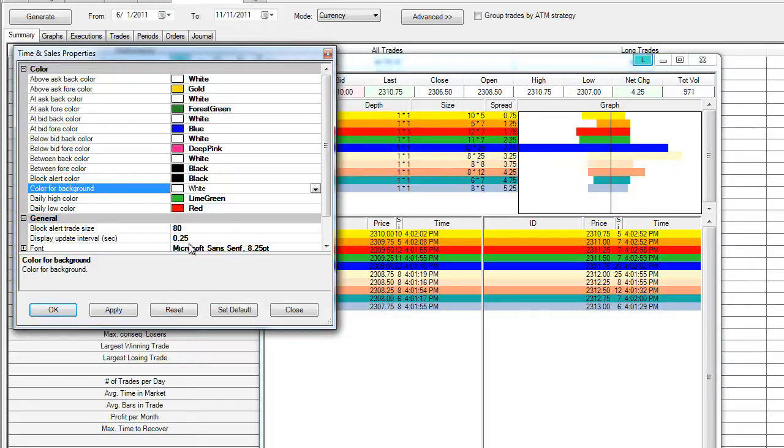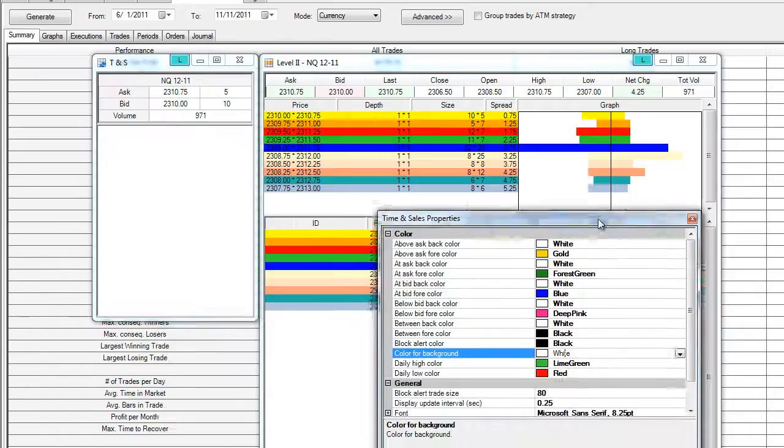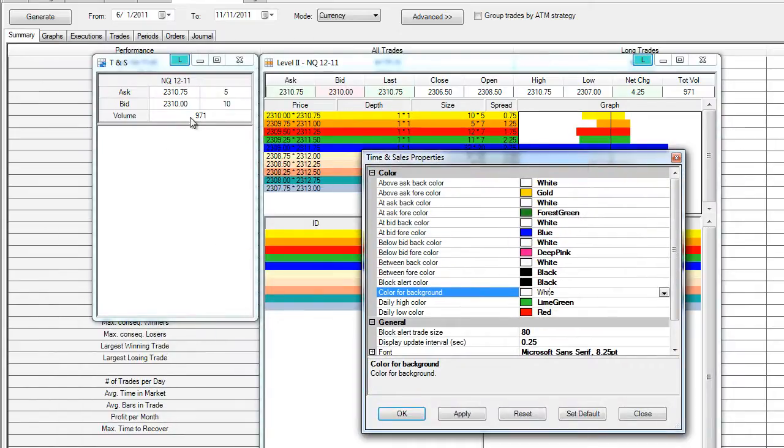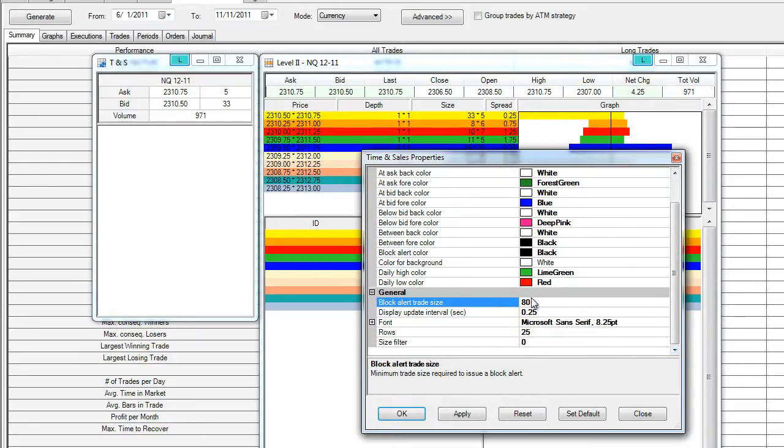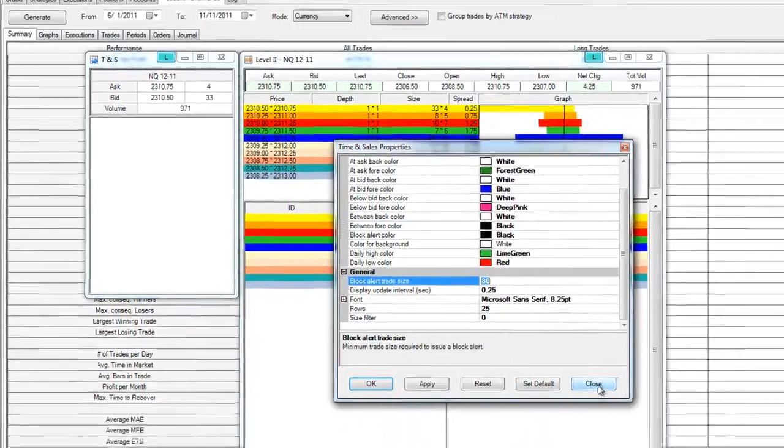That's going to be whenever the market is moving really fast and we get a new high or low, it's going to be bright red or dark green to show us that. We can also change the update interval on here and the alert trade size. So if there's more than 80, we can have it send us an alert that more than 80 contracts were bought, meaning there's probably some heavy hitters moving into the market.